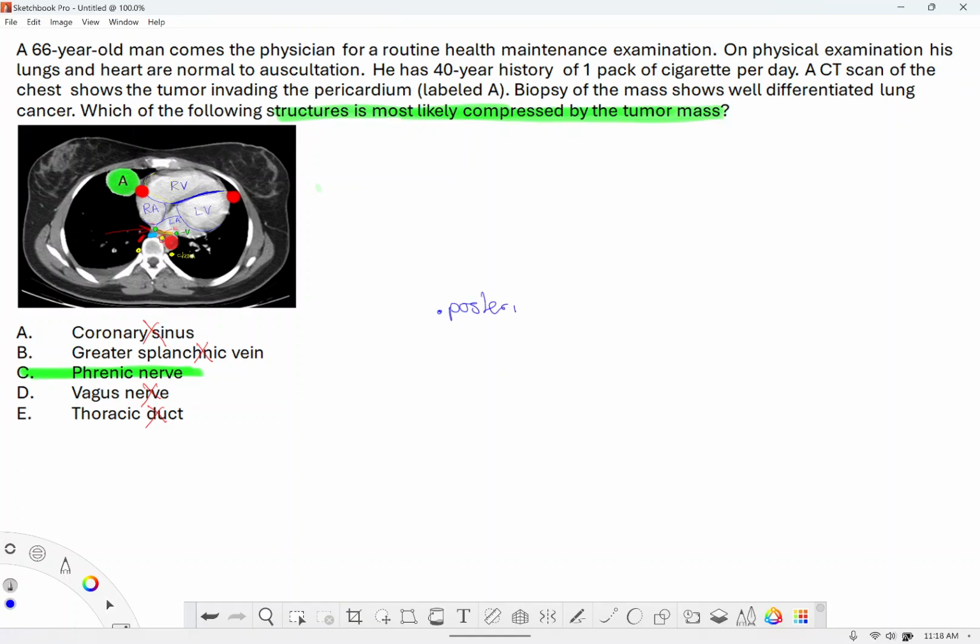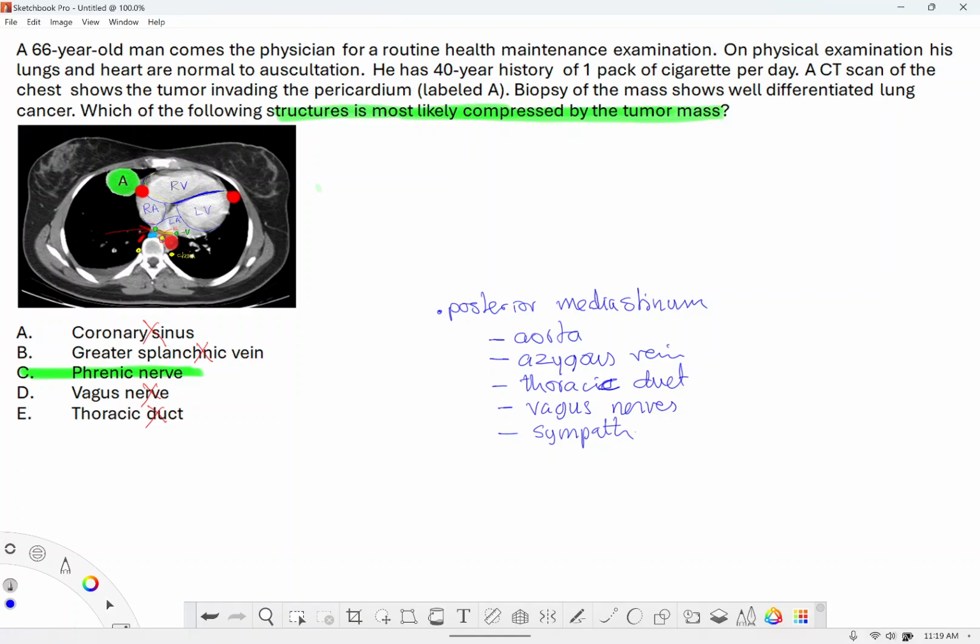Posterior mediastinum will be aorta. Okay. Again, I showed it in the picture previously, so look at it again. Esophagus, vein, thoracic duct, vagus nerves. Okay, vagus nerves. What else is left? Sympathetic chain.